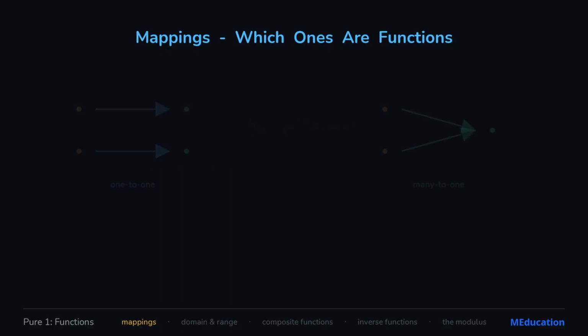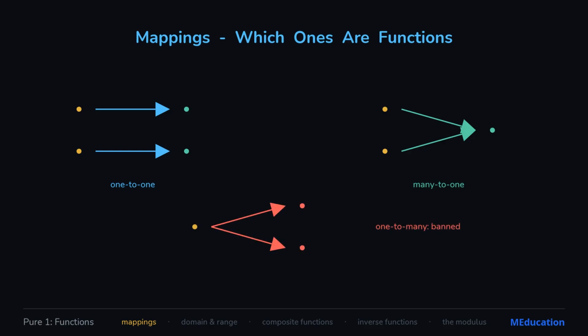A mapping is just any link from one set of values to another. Some send each input to its own private output, one-to-one. Others let several inputs share a single output, many-to-one. Both are allowed because each input still lands on exactly one place. Only one pattern is banned, one input fanning out to many outputs. That breaks the golden rule and is not a function at all. So the test is simple. Read left to right and make sure no single input ever splits into two.